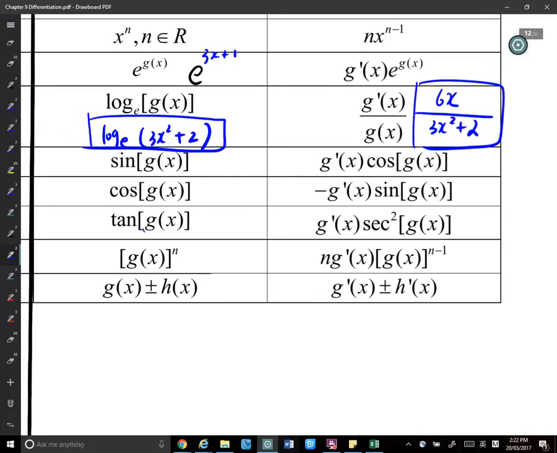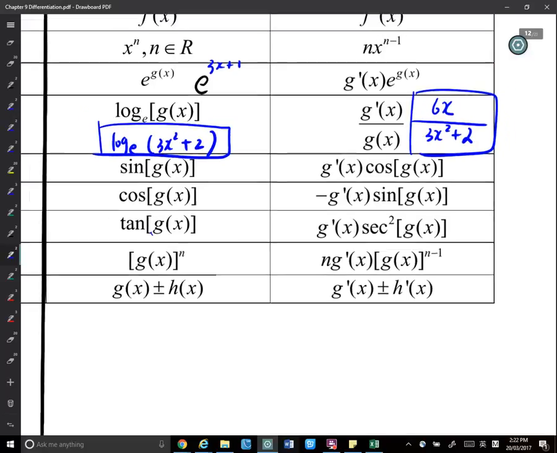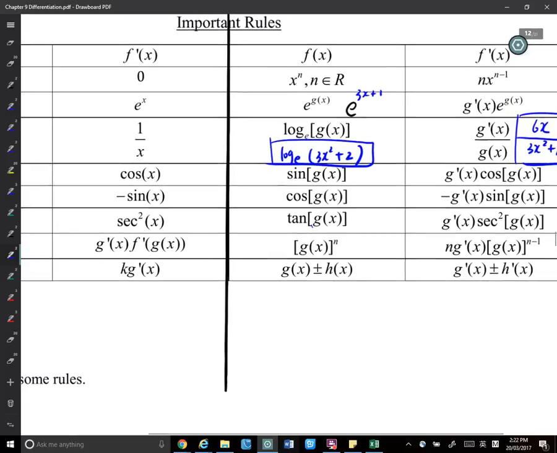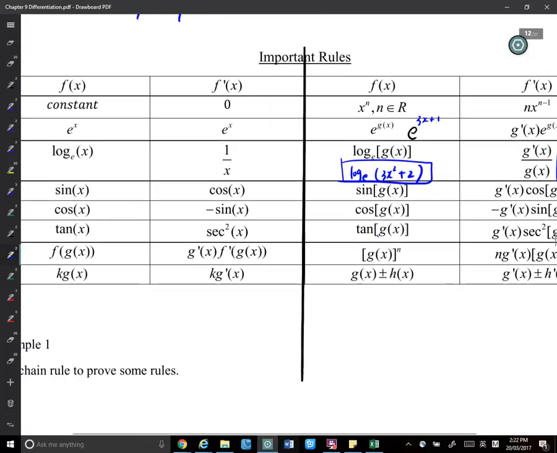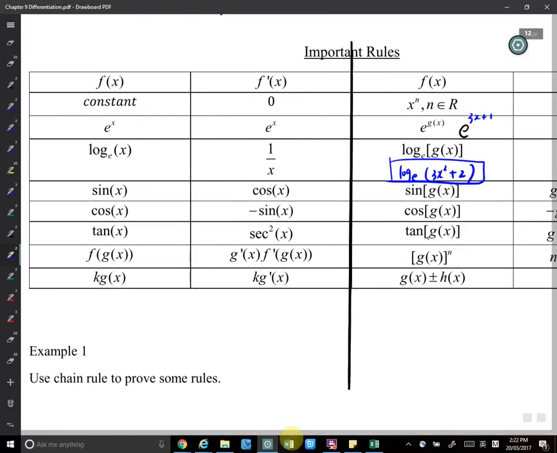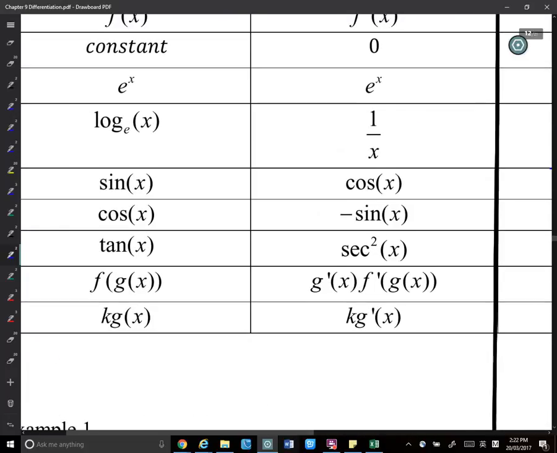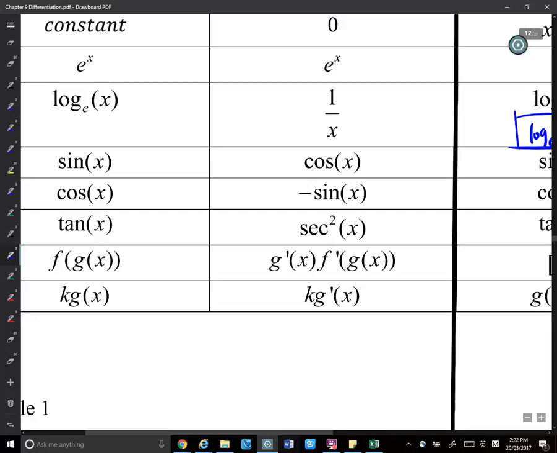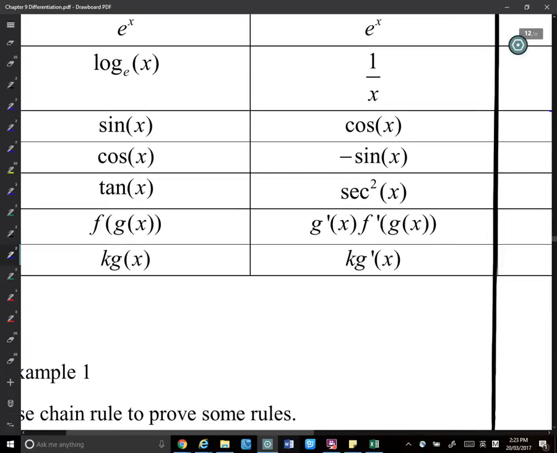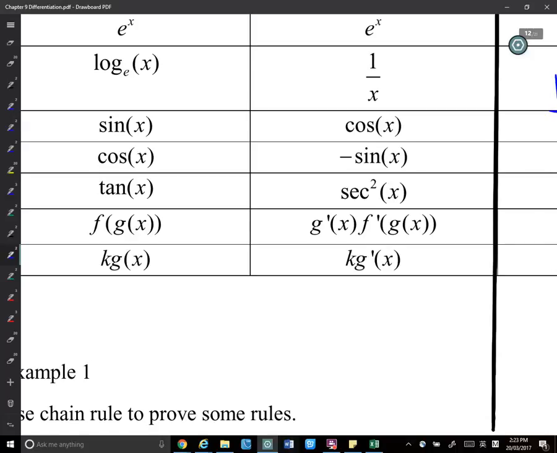Okay, we have finished two: log and exponential. And let's think about sine, cosine, and tangent. The next one is sine. Sine x will derive to cosine x. Sine will become cosine.